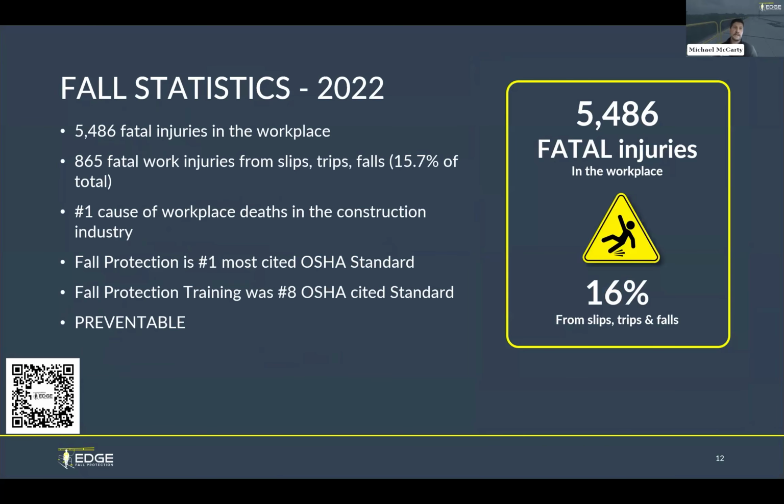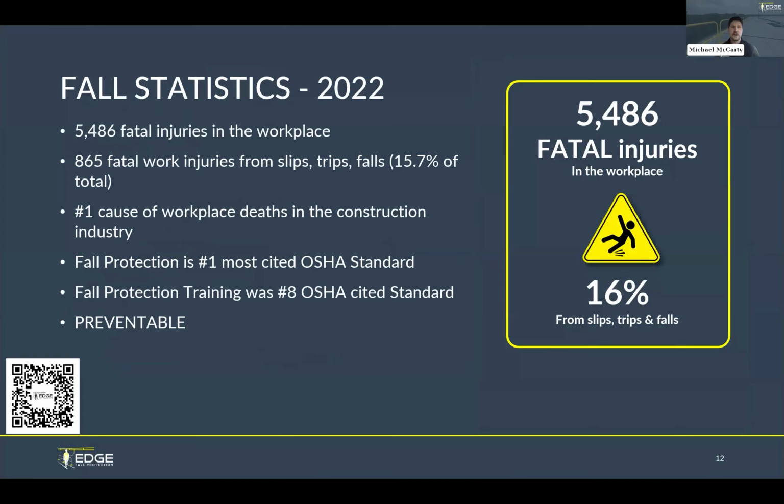Fall statistics from 2022. So this is the most recent year that we have statistics from the Bureau of Labor Statistics. 5,486 fatal injuries in the workplace in that year. 865 fatal injuries from slips, trips, and falls, at 16%. It's the number one cause of workplace deaths in the construction industry.